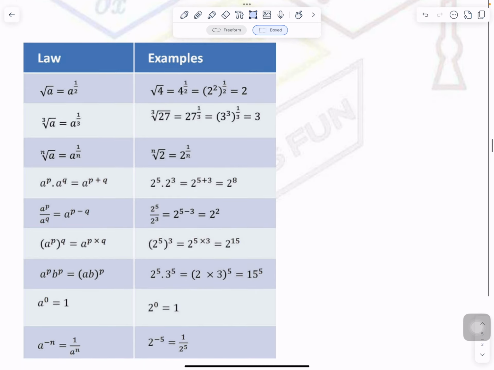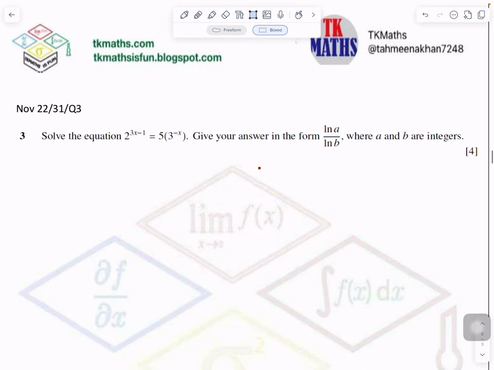So here are the laws of indices for your reference in case you have forgotten or cannot recall. You can have a quick recap here. You can put the video on pause and go through it. It's prerequisite knowledge, so I'm taking you straight to the question.